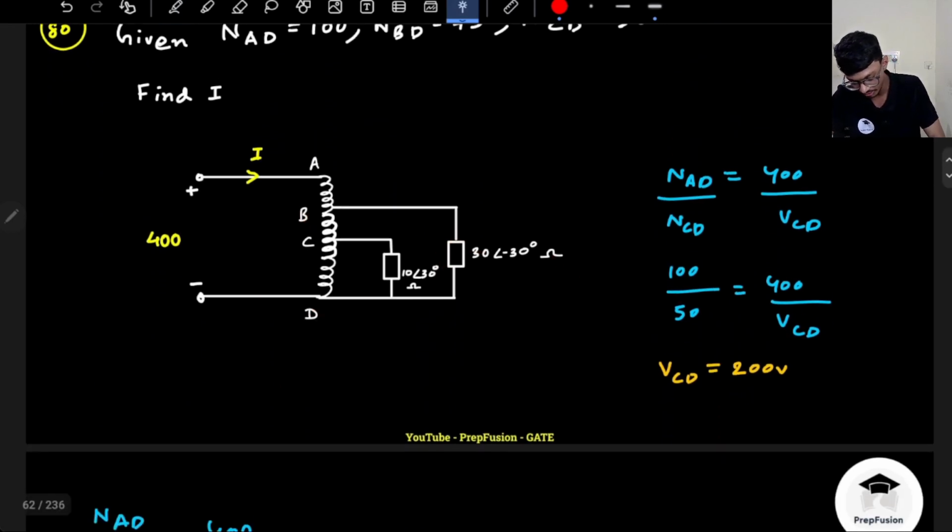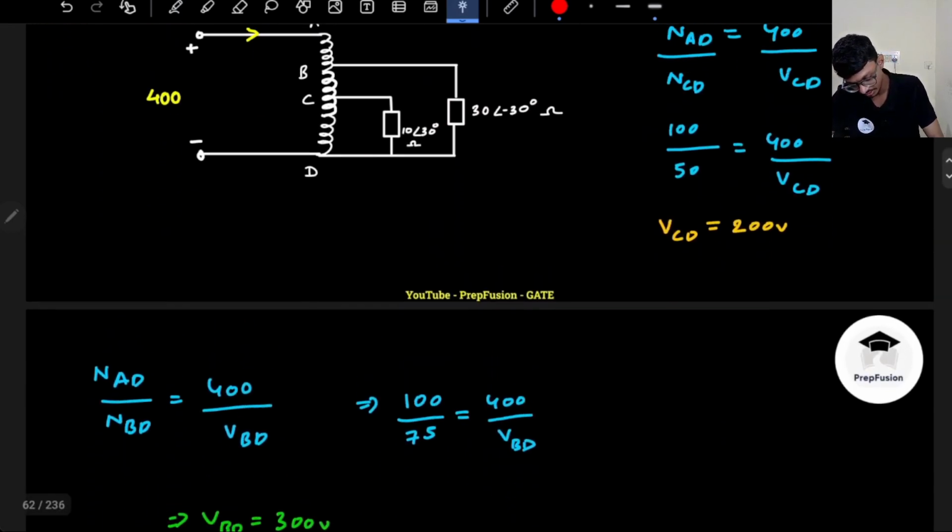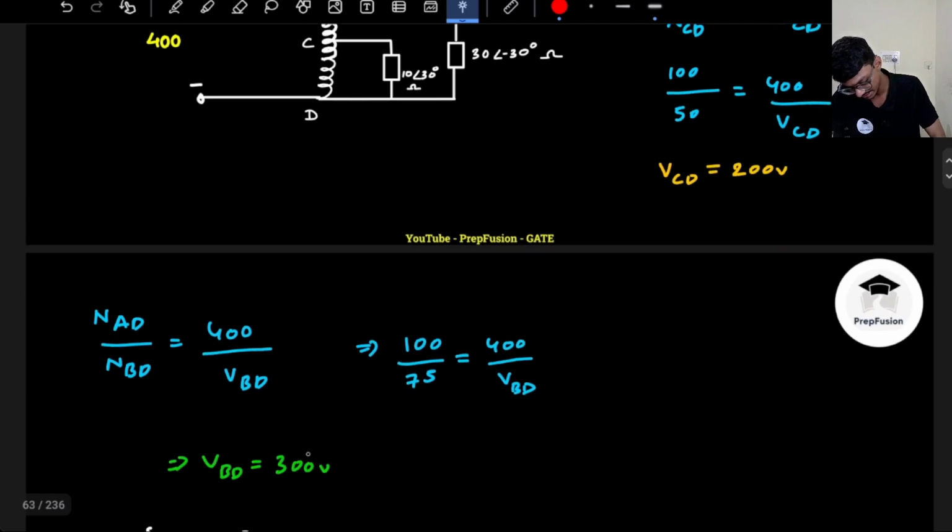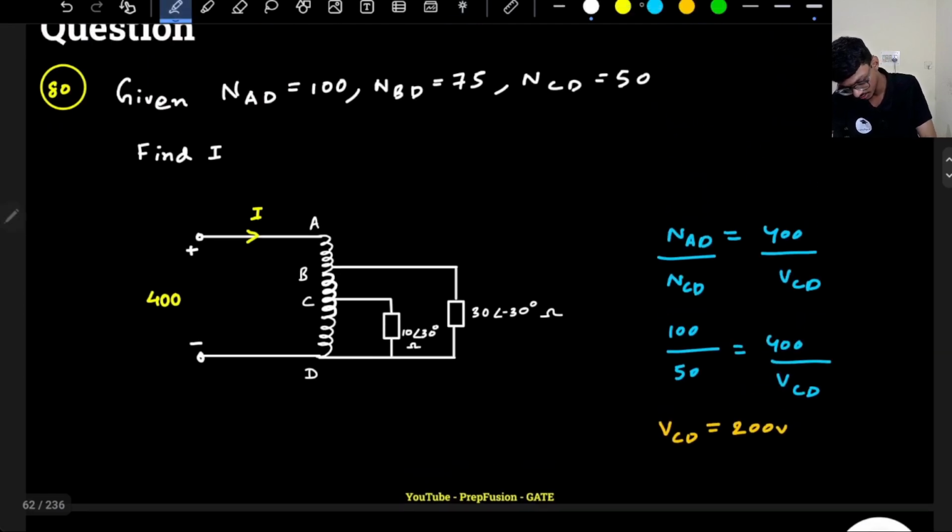Can I find out the I value? I know what is VBD. VBD I had already found out, that is 300 volts. So what is the current IBD? IBD will be 300 divided by 30. I just wanted to calculate the magnitude, or the angle also you can write, sorry, we have to include the angle. If you don't include the angle, you will mess up, trust me.